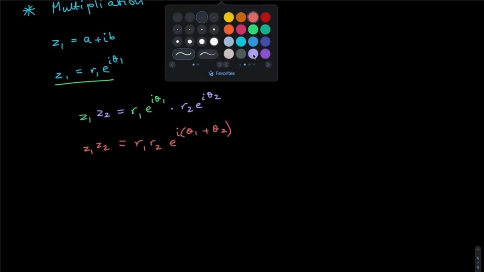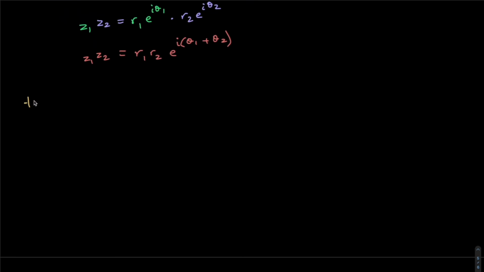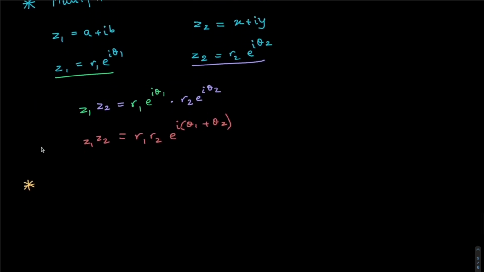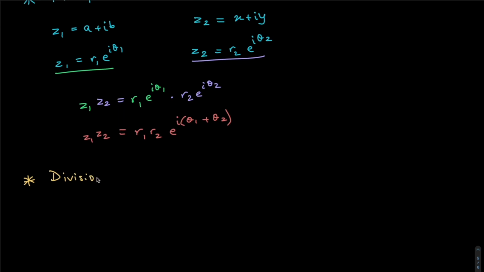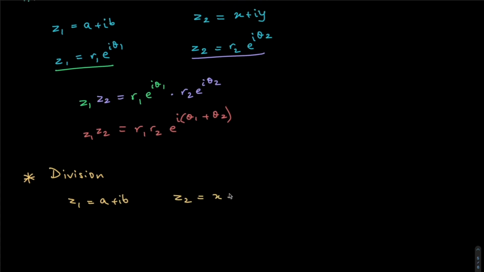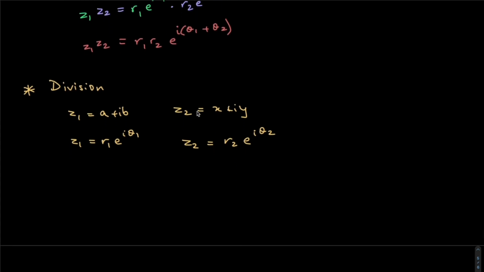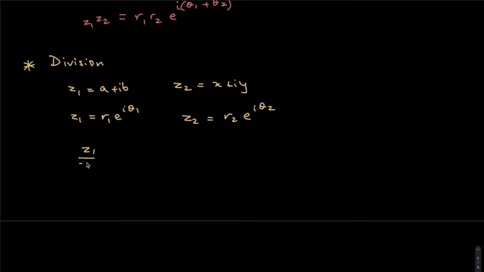Now, division. I'll change the color again. Take beige. So we have division, and I'll use the same equations right here. Z1 is A plus iB. Z2 is X plus iY. And then Z1 is obviously R1 e raised to the power i theta 1. Z2 is R2 e raised to the power i theta 2. That's what we have. And obviously, if you have to do Z1 upon Z2, we would have A plus iB upon X plus iY.